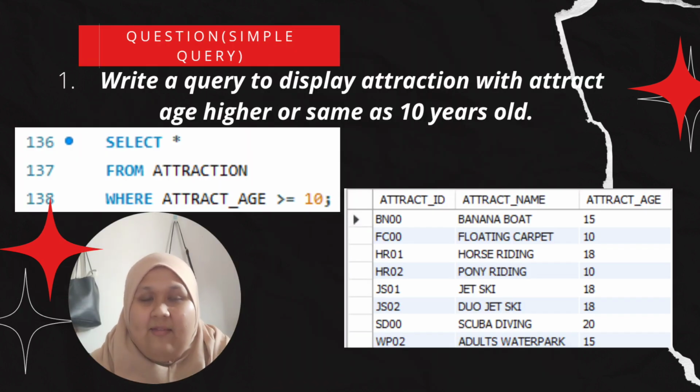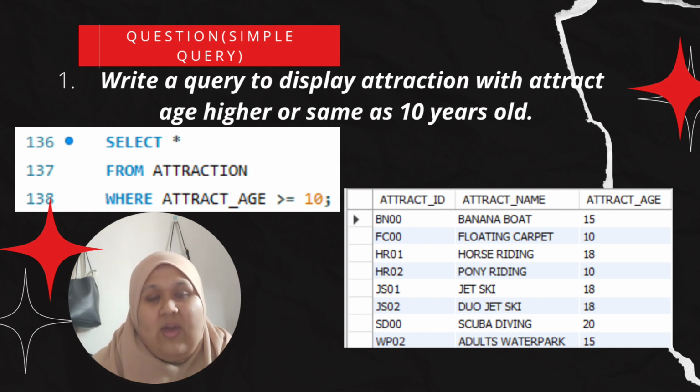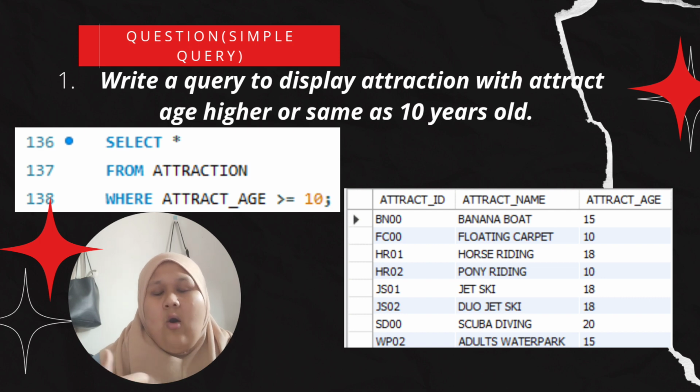Moving forward to the next part of this group presentation, which is the question section. We have the simple query right here. Write a query to display attractions with attraction age higher or the same as 10 years old. You can see here the command that we have used and also the output that we get. Banana boat is suitable for 15 years old and above, floating carpet is 10 years and above, and more.